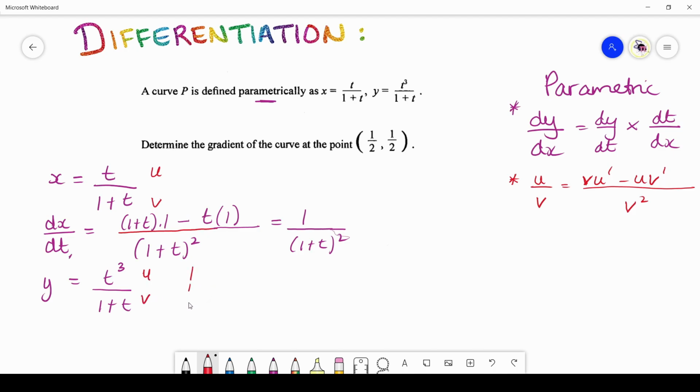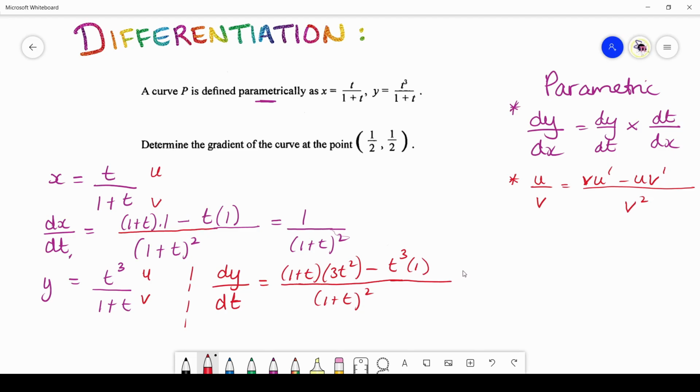So I'm just going to draw a little dotted line here because I don't have space to write it below, really. I mean, I do, but I want you guys to see everything on the same page as best as possible. Yeah, and it's dy dt. And once again, we're going to use that quotient rule, and we're going to have 1 plus t all squared on the bottom there. And we have v, which is 1 plus t. The derivative of u is 3t squared, minus u, which is t cubed. Derivative of v, once again, is 1.